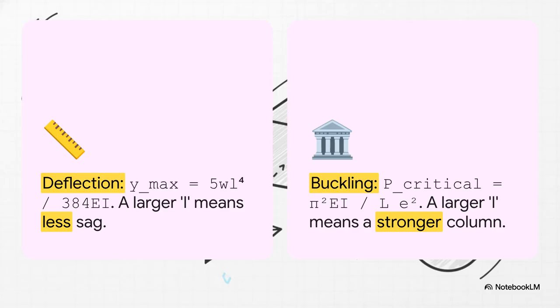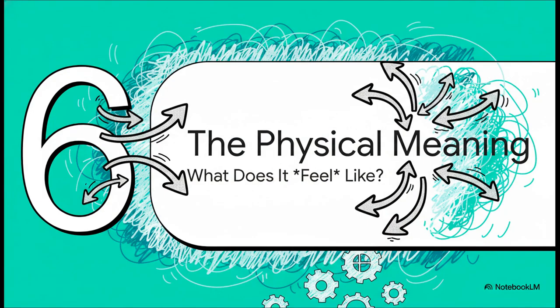Just look at two of the most famous formulas in all of structural engineering. On the left, maximum deflection for a uniformly loaded beam. On the right, Euler's critical buckling load for a column. What do you see in both? That EI term. I, the moment of inertia, is sitting right there at the heart of both bending and buckling. It's simple. A bigger I means less deflection in a beam and a stronger column that can take more load before it fails.